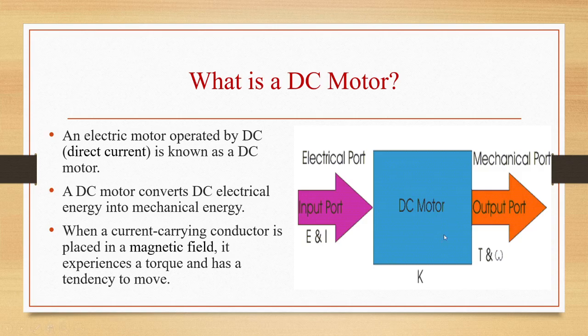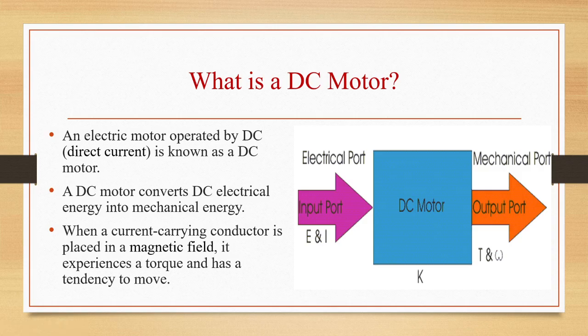So this is the block diagram of a DC motor, where we can see that input is the electrical energy given to the motor, and output we are getting the mechanical energy. Voltage and current are related with the input, whereas at the output we are going to see the torque and speed. So a DC motor converts DC electrical energy into mechanical energy, and whenever a current carrying conductor is placed in a magnetic field, it experiences a force or torque, and it has a tendency to move or rotate.